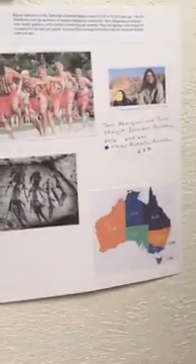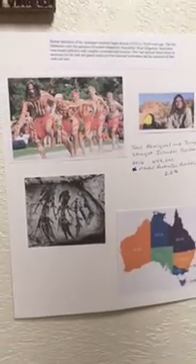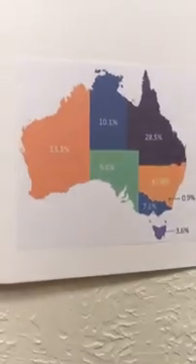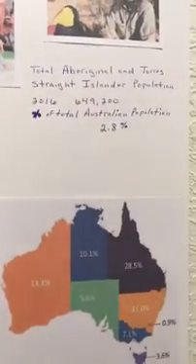Human habitation of Australia is thought to have begun around 65,000 to 70,000 years ago. The first inhabitants were the ancestors of modern Indigenous Australians.